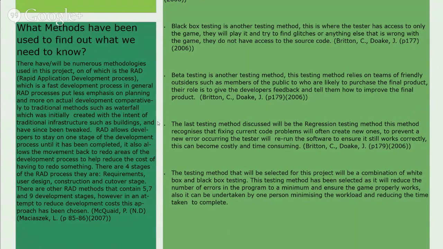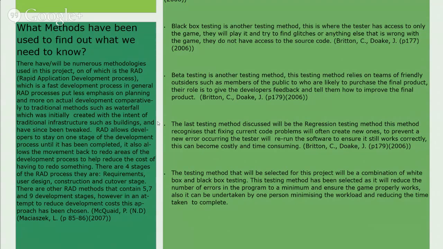Waterfall was initially created with the intent of traditional infrastructure such as buildings and has since been tweaked to be used for software. RAD was developed specifically for software and allows developers to stay on one stage of the development until it has been completed, as movement back and forth to redo areas of the development process is possible in the future. RAD follows strict time procedures, but allows those time procedures to be repeated until the final product has been finished.